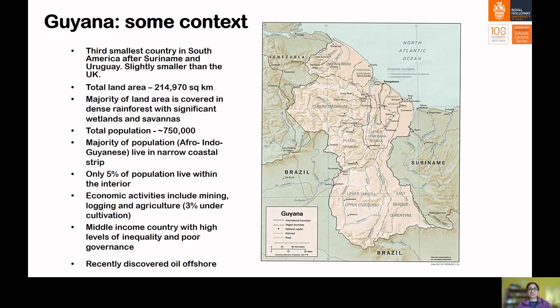At the moment, it's classified as a middle income country, with high levels of inequality and poor governance in terms of transparency, freedom of speech. There's a lot of issues with corruption, for example. And very interestingly, they have recently discovered oil offshore. That happened a couple of years ago, and they're in the process of starting to take that oil out of the sea.